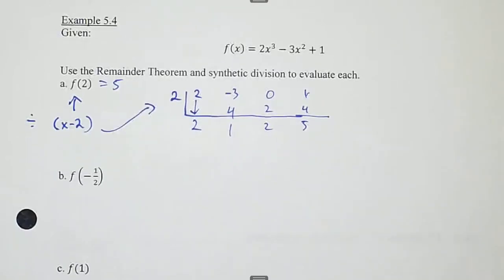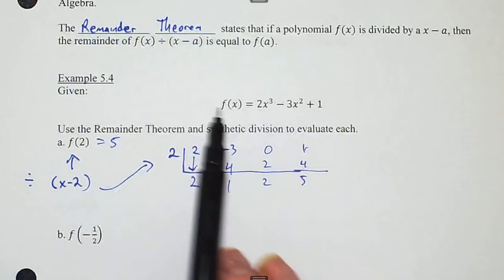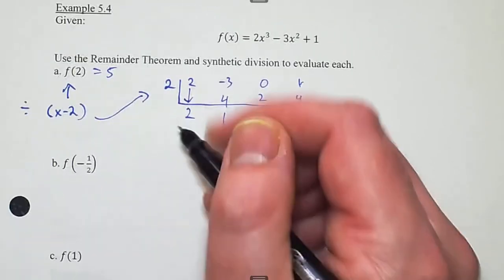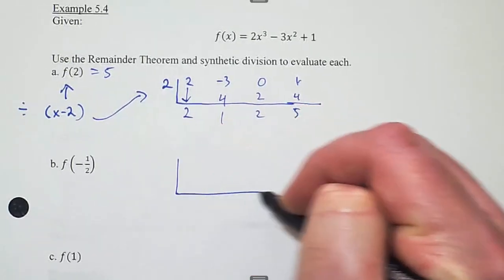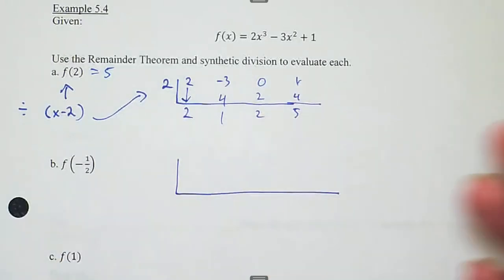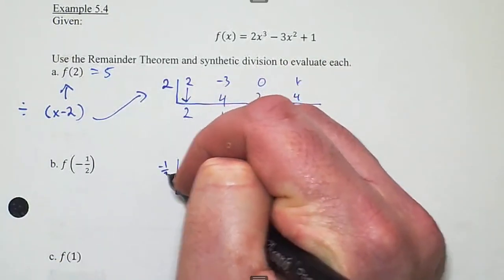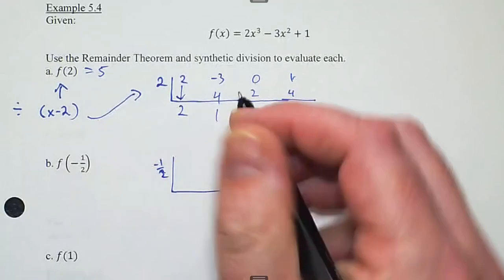But, this was easy. Let's do negative 1/2. I don't know about you. I don't want to put negative 1/2 in there, do you? No. So we're actually dividing by x plus a half, which means we put negative a half there. So it ends up being exactly the number we're evaluating it.